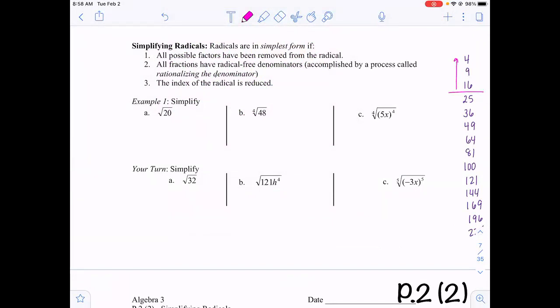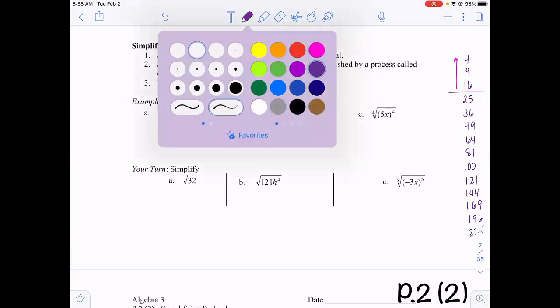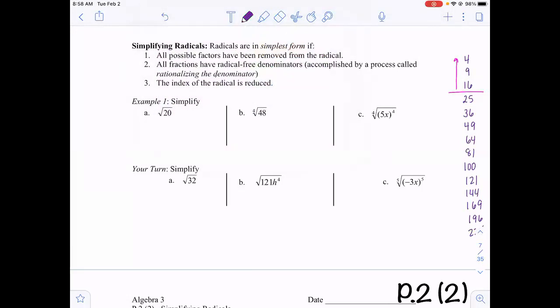So is 20 evenly divisible by 16? The answer, no. Is 20 evenly divisible by 9? No. Is 20 evenly divisible by 4? Yes, it is. So I'm going to break 20 down into the square root of its factors, one being 4, the other one being 5.